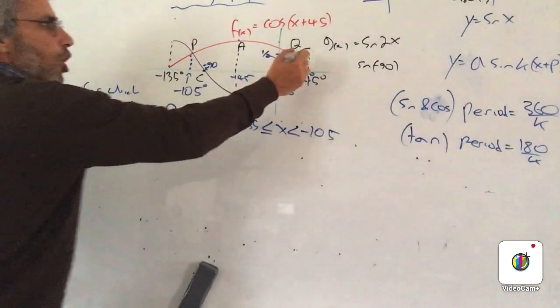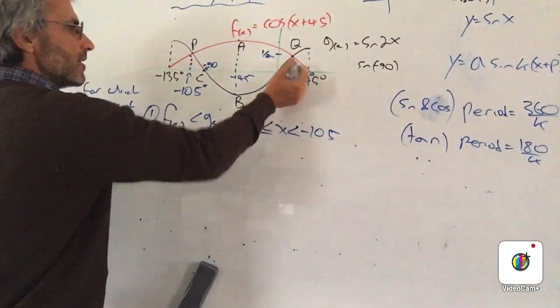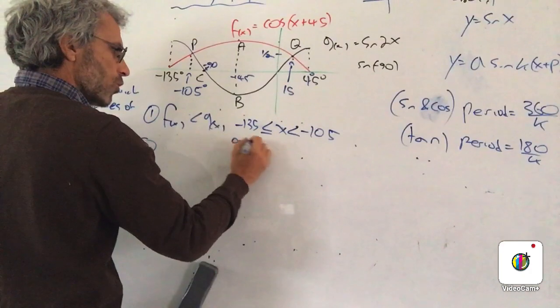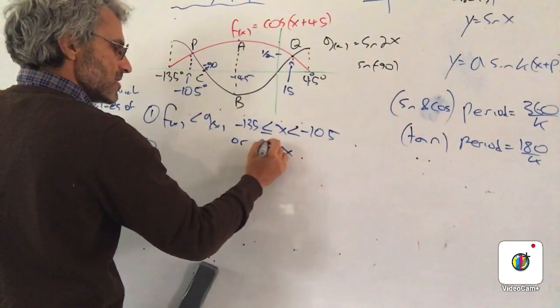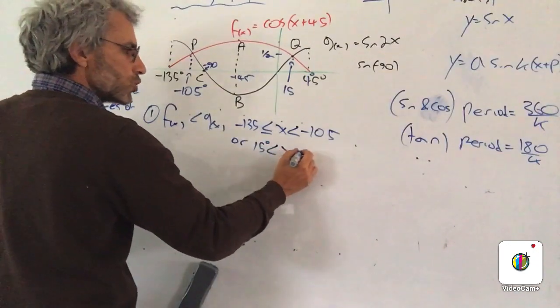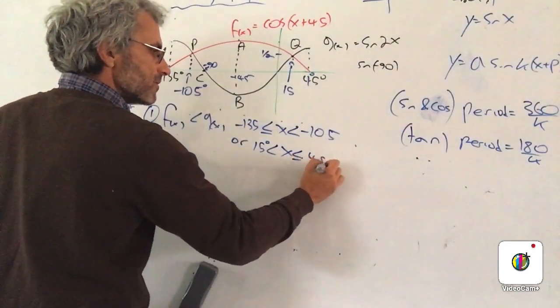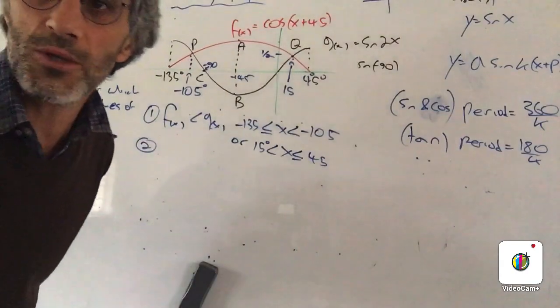Okay, but there's another option right here. The graph is also this. So I have all x bigger than 15, but not equal, smaller or equal to 45. Why is that not equal? Okay, let me just pause and I'll explain.